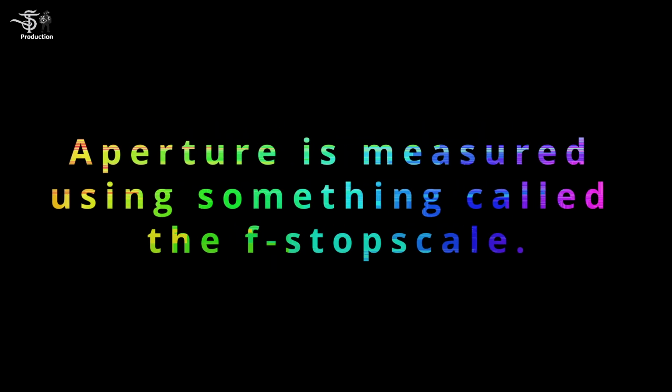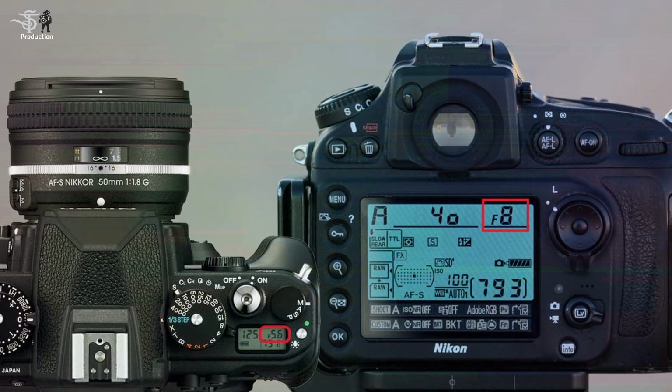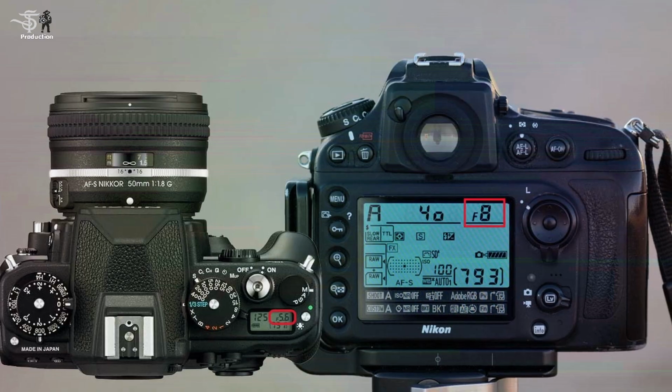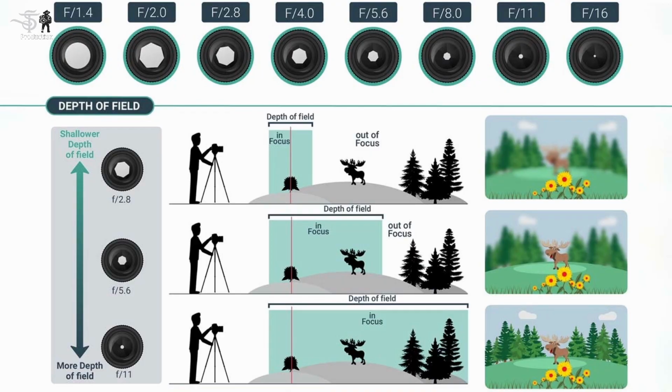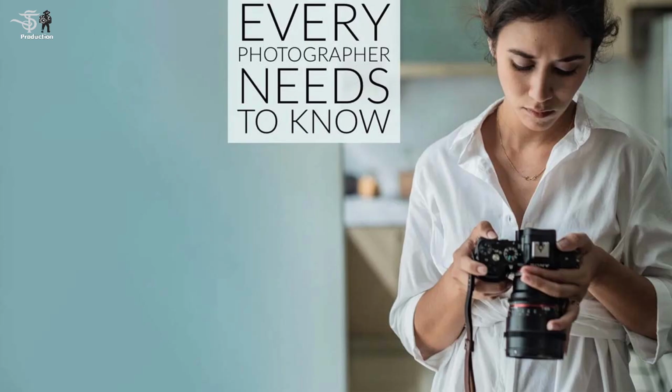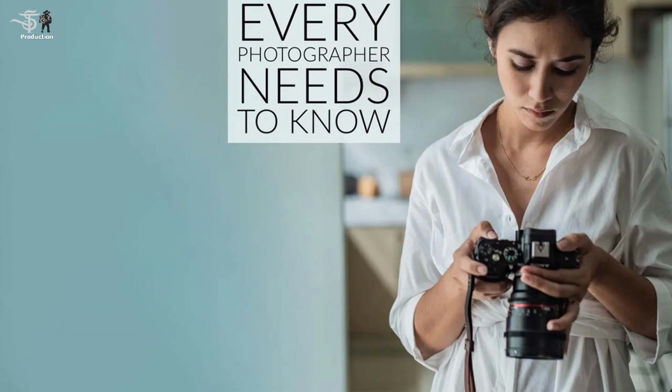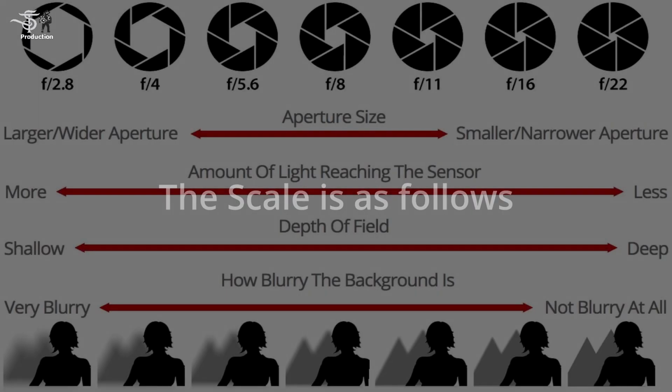Aperture is measured using something called the f-stop scale. On your camera you will see f followed by a number. The number denotes how wide the aperture is, which in turn affects the exposure and the depth of field. The lower the number, the wider the aperture. This may seem confusing. Why a low number for a wide aperture? The answer is simple and mathematical, but first you need to know the f-stop scale. The scale is as follows.